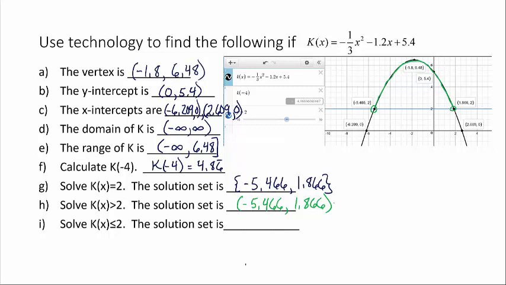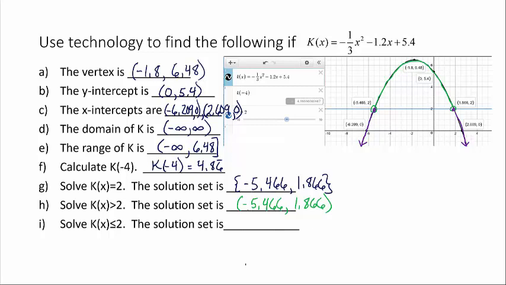Okay, then it says solve k of x less than or equal to 2. Okay, so now we want to know where are the y values on the parabola less than y equal to 2, right? So in other words, where does the graph lie below that horizontal line at y equal to 2? Okay, so in this case, I have less than or equal to, so now it's a solid dot, right? And I'm going to shade the stuff that lies below that line, okay?